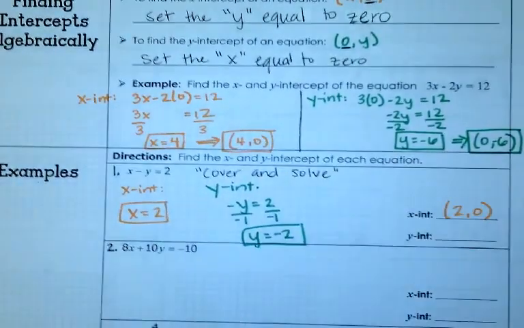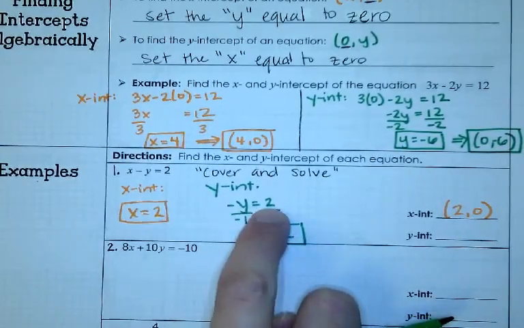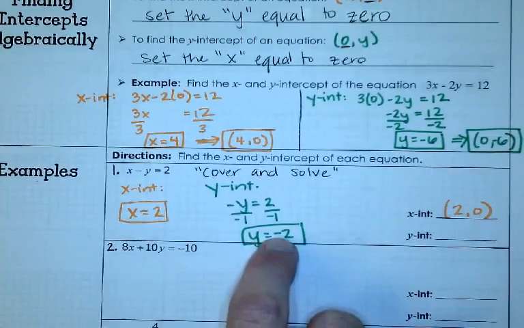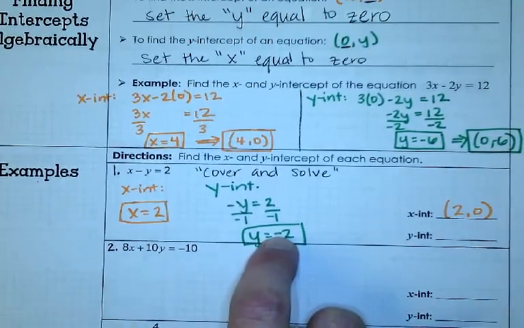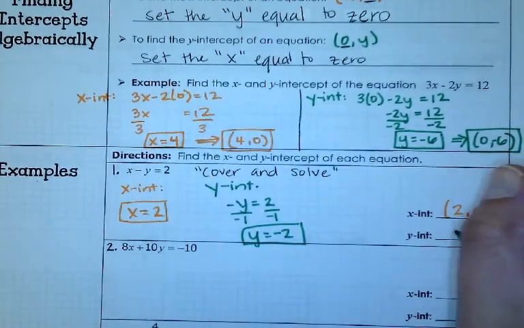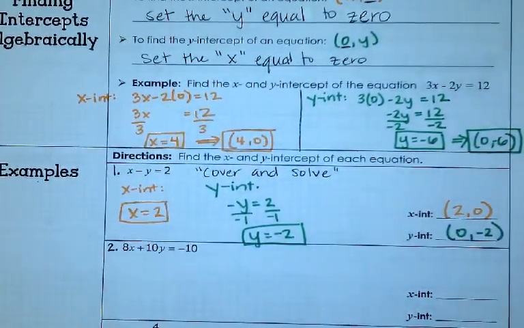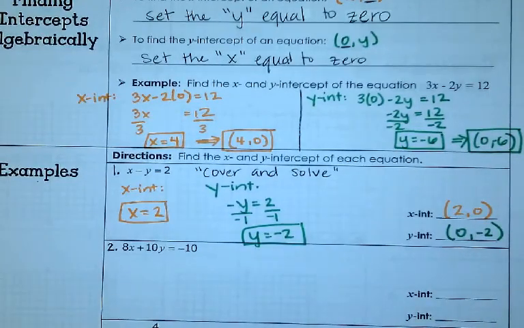Okay? Now guys, if you get to this step where you say negative y equals 2, and then you jump straight to y equals negative 2, that's fine with me. If you don't show the dividing by negative 1, that's okay. But your y is equal to negative 2, so we would write it as 0, negative 2. So we're kind of skipping the step there where we're actually writing in the 0. Does that make sense? The cover and solve is kind of nice.